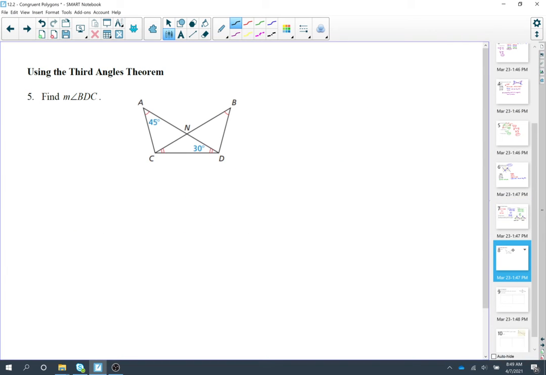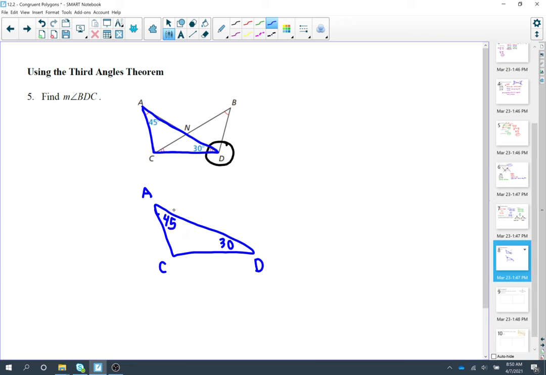Example 5, using the third angles theorem. So it's telling us to find the measure of angle BDC. That's the angle sitting right there, and it's the whole thing. Now, in order to do this, I'm actually going to split my triangles, and I'm going to look at this triangle that's sitting right there. And I'm going to draw him as best I can. This is A, this is C, this is D. I know down here that they told me this is 30 degrees from the picture. I know that this is 45 degrees from the picture.